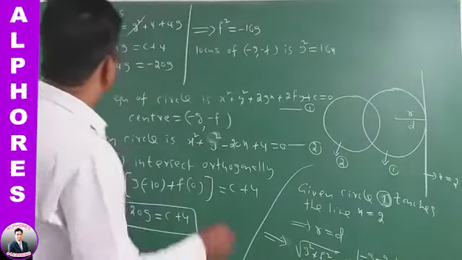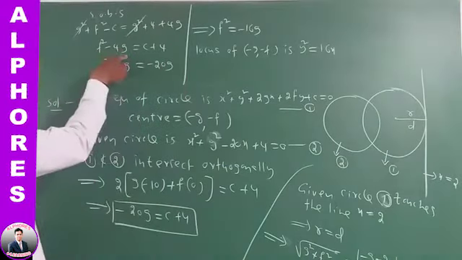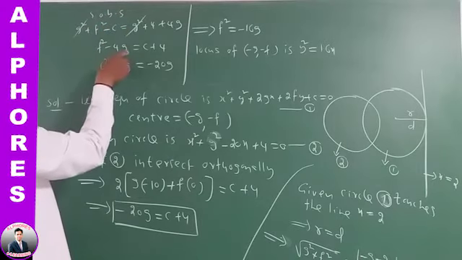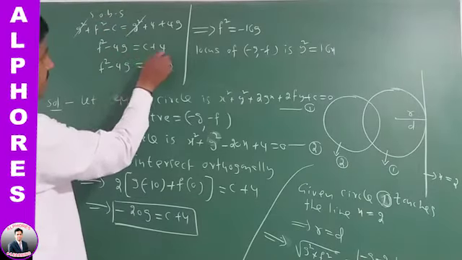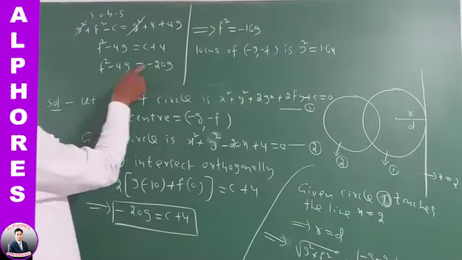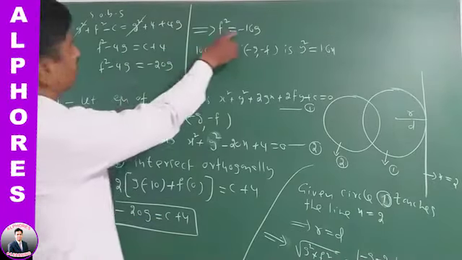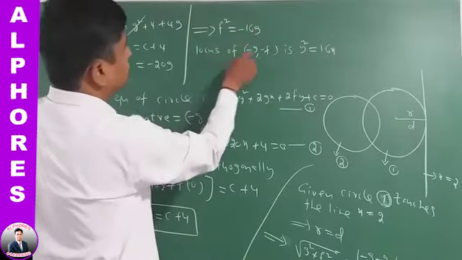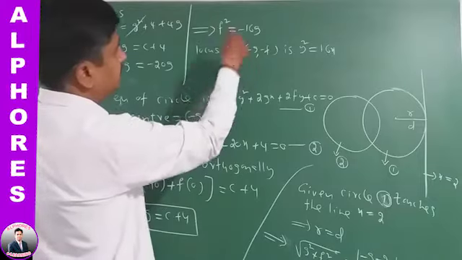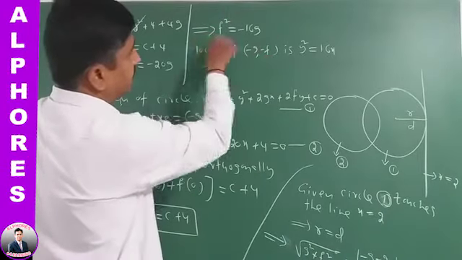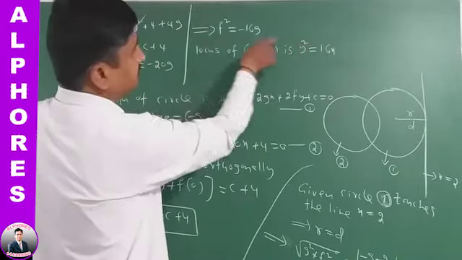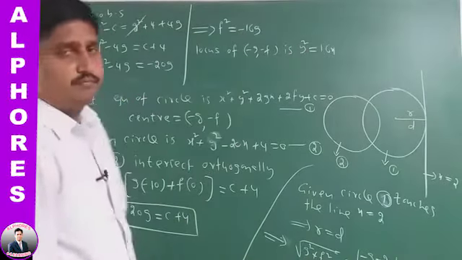So we get f square minus 4g equal to c. After squaring on both sides, we get f square minus 4g equal to c plus 4. Already we have the condition c plus 4 equal to minus 20g. Therefore f square minus 4g equal to minus 20g, so f square equal to minus 16g. Therefore the locus of the point (minus g, minus f): in place of minus g write x, in place of minus f write y. Therefore the locus of the point (minus g, minus f) is y square equal to 16x.